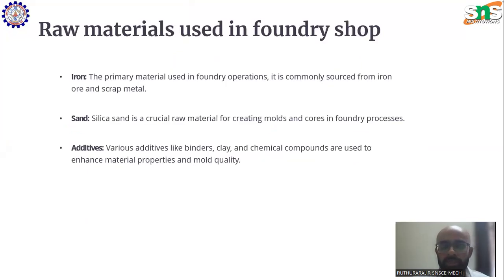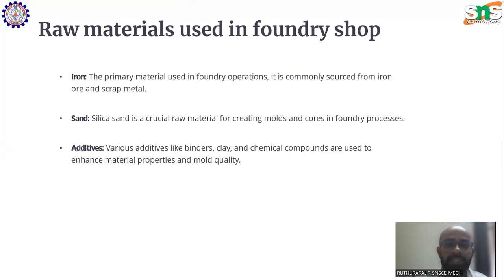Before that, what are the raw materials used in a foundry shop? The first thing is metal. It may be iron, aluminum, copper, zinc or magnesium, or any material. Predominantly iron and aluminum are the two metals which are used. But basically we do not make aluminum castings as much as iron castings. So iron is mostly used for the casting process.